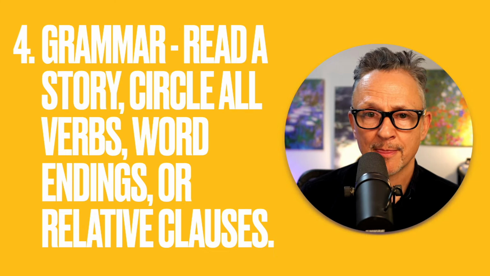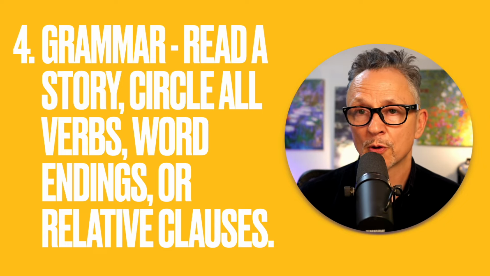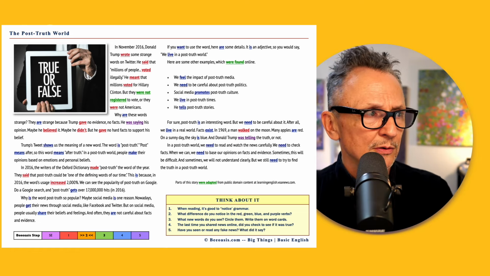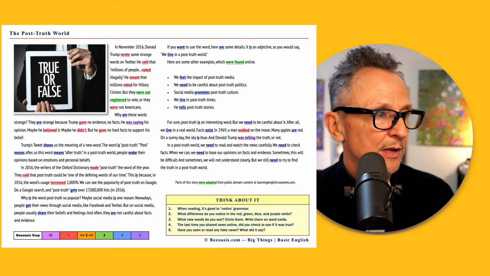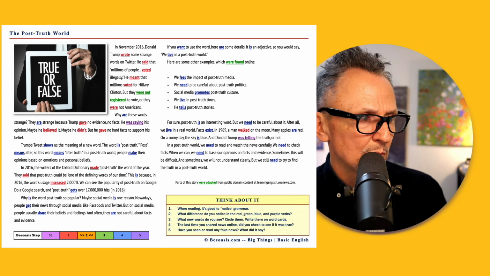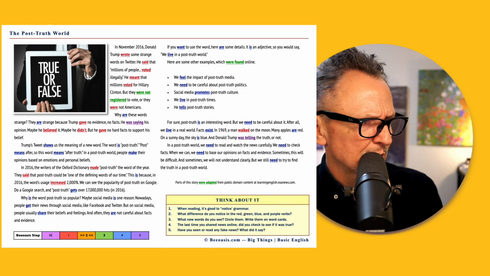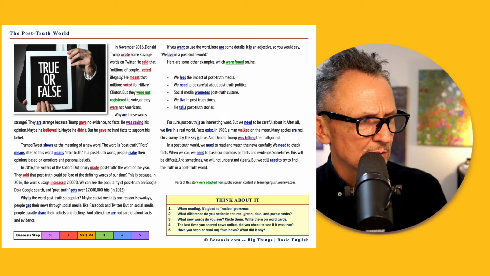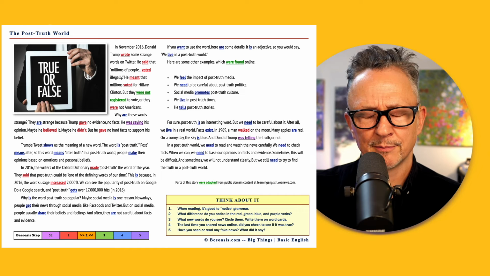For grammar study, right, read a story and then circle all the verbs or the word endings or the relative clauses in that story. So here's an example, right? So in this printed material, the words that are underlined in red, those are all past tense verbs. The words that are underlined in blue, those are all present tense verbs. And the words that are underlined in purple are the be plus the gerund. And the words that are underlined in green are the be verb plus the past participle.